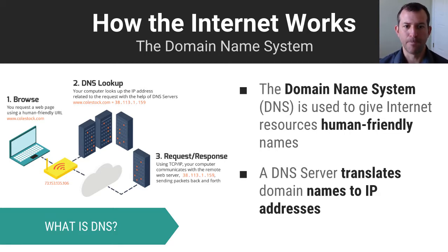So it's a very simple process. You're browsing the internet and you put in a URL that you want to go to. Your URL is something like www.colstock.com. And then your computer will do what's called a DNS lookup. It will ask a set of servers for the IP address related to www.colstock.com, and it will pass it back to your computer. Once your computer has that unique IP address, the address of the computer it needs to communicate with, it will actually send a request to that computer, and then that computer will respond back.